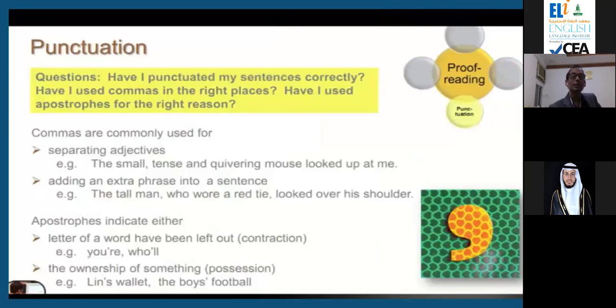Apostrophes tell us about the possessives. It could be that a letter of the word has been left out. There's a contraction also. We use an apostrophe, like "you're," to make it precise and compact. It also shows the ownership of something, the possessive. So "Lena's wallet" is the wallet of Lena. You don't have to read it as "Lena is wallet," right? Now, how do we know that it's not "Lena is wallet"? Obviously, the word wallet shows that Lena cannot be a wallet, right? And the boys cannot be footballs.